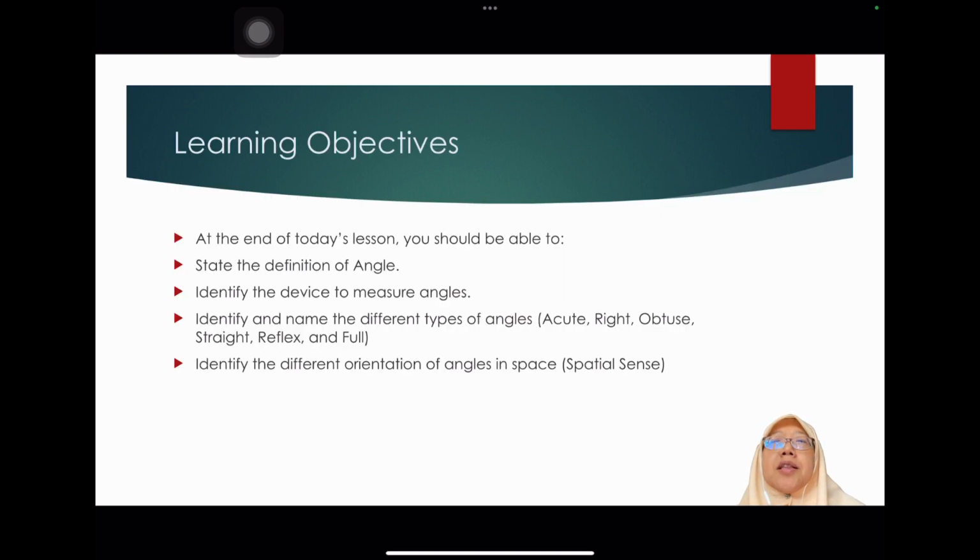So the learning objectives will be, at the end of today's lesson, you should be able to state the definition of angles, identify the device to measure angles, and identify and name the different types of angles. For example, we have acute, right, obtuse, straight, reflex, and full. And the last one is to identify the different orientation of angles in space, where we want to develop our students' spatial ability or spatial sense.